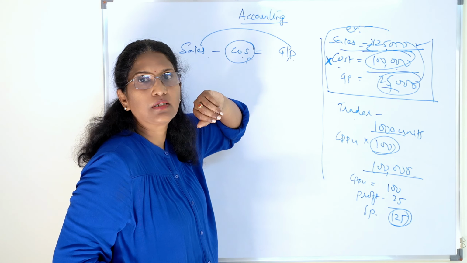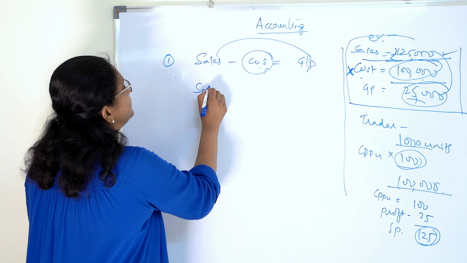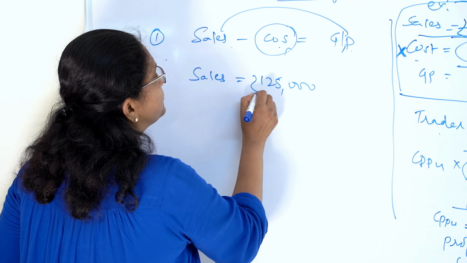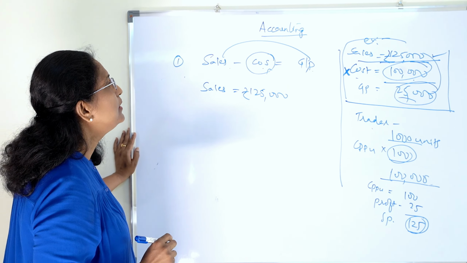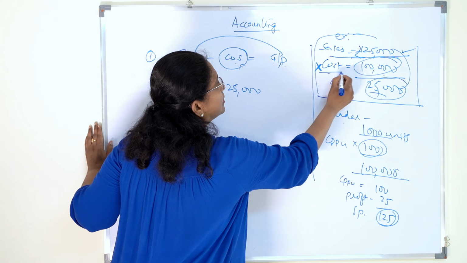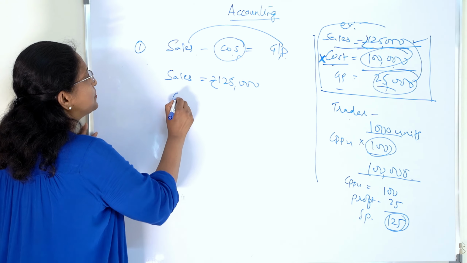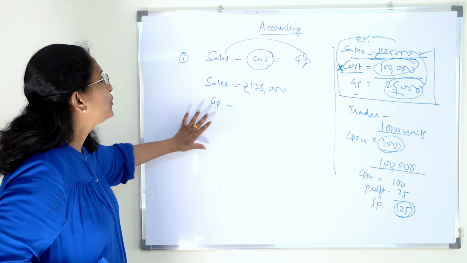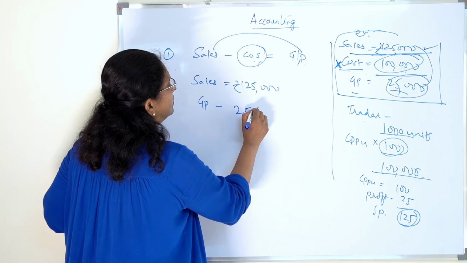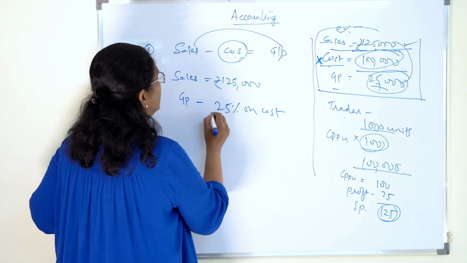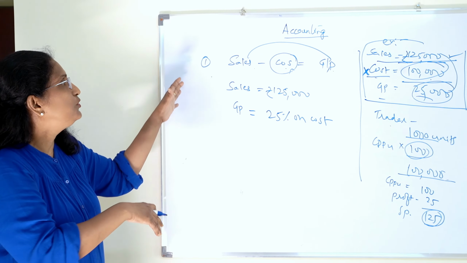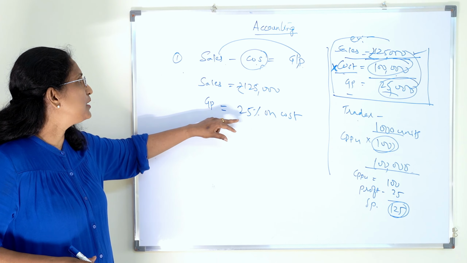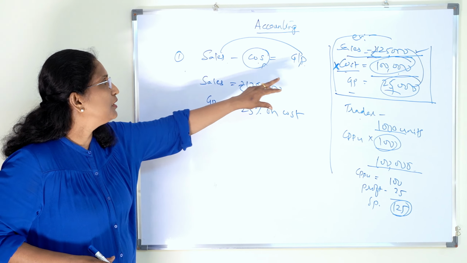Now you don't know what the cost is, but you are given the sales. What is given to you? Sales. What is the sales? 125,000. And you don't know what the cost is, but you know the gross profit. Now for example, gross profit is given as 25% on cost. Now see how we are going to use the same equation to find out the cost of sales. How you use this formula with the same information to calculate cost of sales.